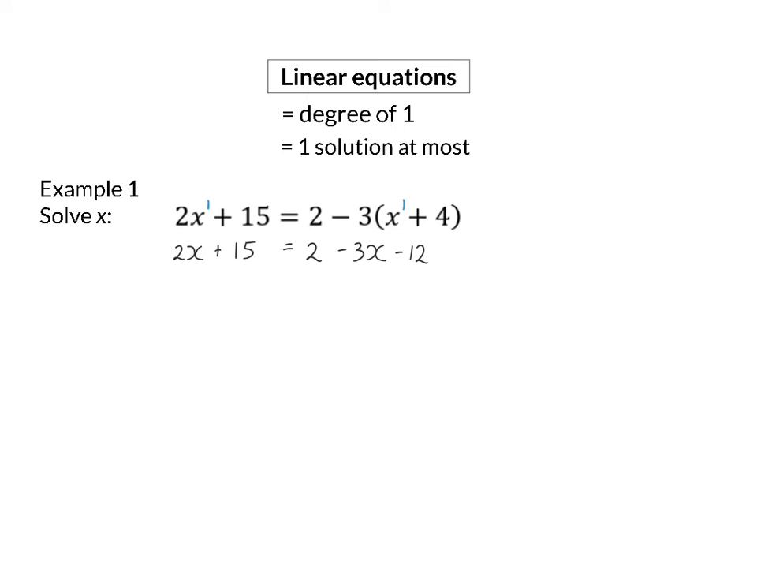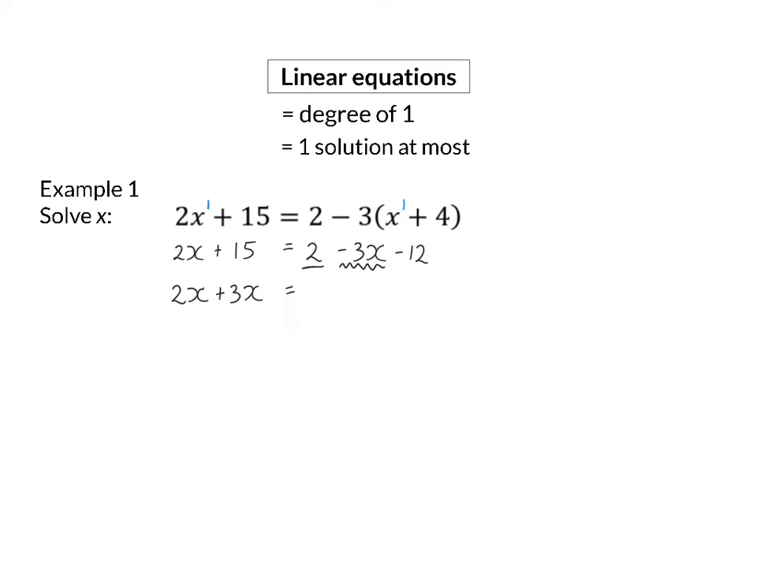Now we can get all the variables to one side, and I'm going to leave the 2x on the left, and on the right we have minus 3x. So in reality, I'm going to add 3x on both sides, but I'm only going to indicate the left-hand side because on the right-hand side we now have 0x.